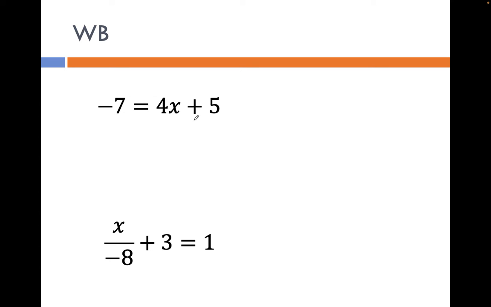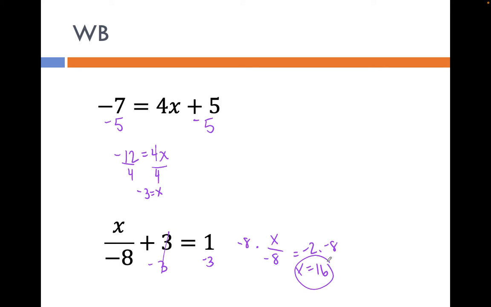For this first example, you should have subtracted 5 from both sides, giving a negative 12 equals 4x, and then divide both sides by 4, giving us negative 3 equals x. In the second example, you should subtract 3 first, leaving us with x divided by negative 8 equals a negative 2, and then multiplying both sides by a negative 8 gives us x equals a positive 16.